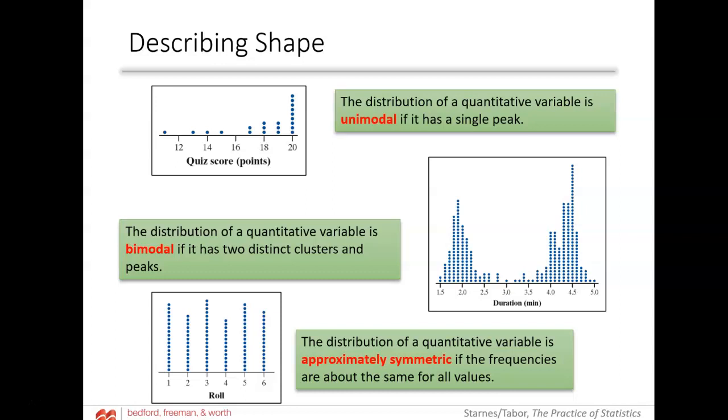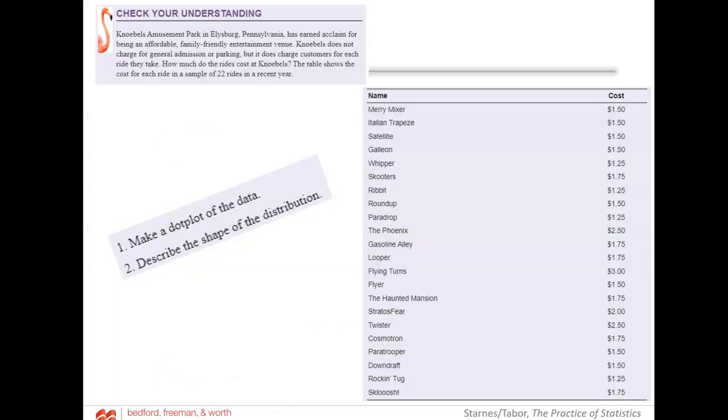Now, a distribution can be considered approximately symmetric if all the frequencies are about the same. Now, notice this example here, they're not exactly the same, but if you kind of squint, they look kind of the same. So, sometimes describing the shape, we try to give you real obvious ones because we don't want anyone second guessing themselves. So here we have a check your understanding problem.